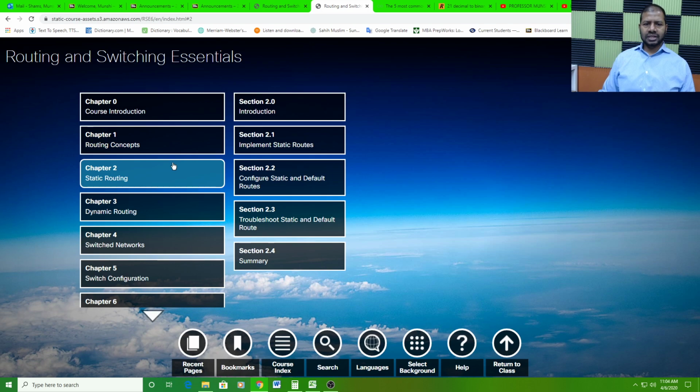Today we're going to be discussing routing and switching essentials from the course, chapter number 2, static routing.